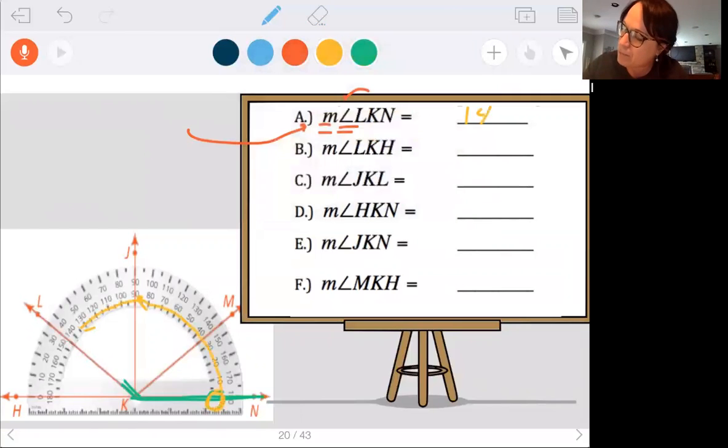Probably the most common mistake is people reading this outside over here and either saying it's 45 or 35, but there's a couple ways to combat that. You can either say, well, I know it's obtuse, so it's got to be the larger number.